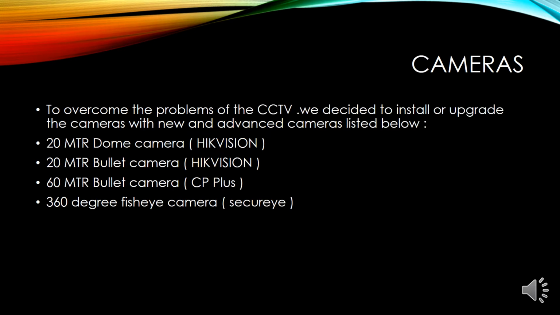As we mentioned before, we are going to install 4 types of cameras in this project. To overcome the problems of the CCTV, we decided to install and upgrade some cameras for this project. So we are going to install some 20 MTR dome cameras from the brand Hikvision. We are going to install some 20 MTR bullet cameras from the same brand, and some 60 MTR bullet cameras and one 360-degree fisheye camera.